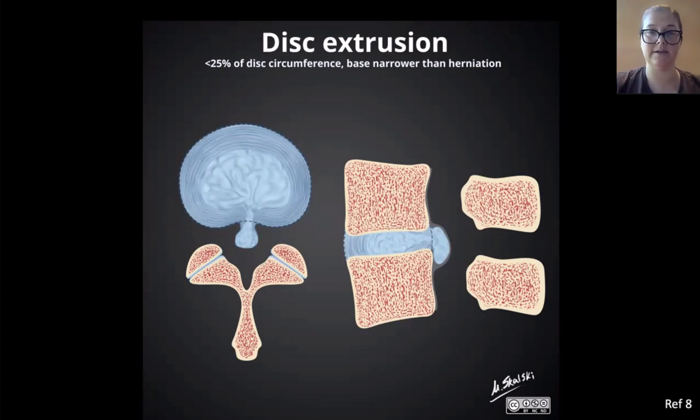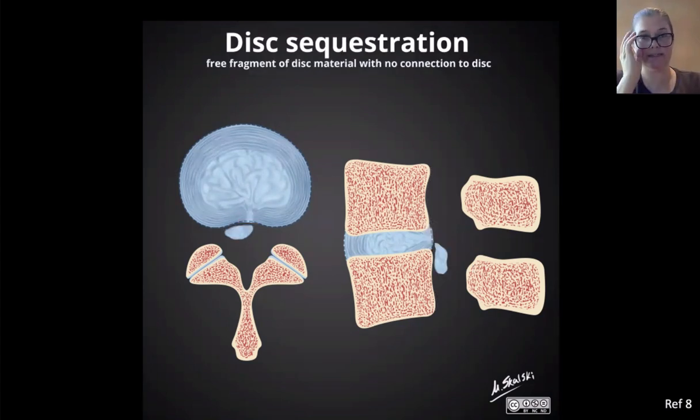Disc extrusion, again, it's a herniation. So it's less than 25% of the disc circumference. In extrusion, it's narrower at its base than elsewhere in the herniation. So base is red, yellow is the larger part of the extrusion, yellow larger than red, that is an extrusion. A disc sequestration or sequestrated disc is technically a free fragment of disc material that's no longer connected to the parent disc. Now, I can see in real life, sometimes it's a little tricky to figure out if it's a sequestration or if it's an extruded disc. It's hard to tell sometimes if the two are still connected.